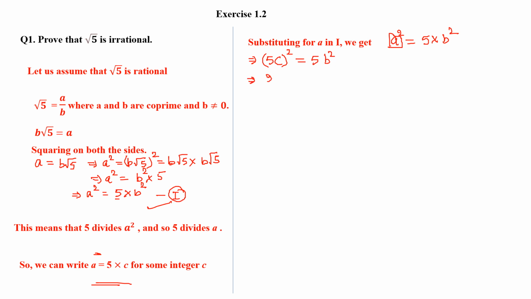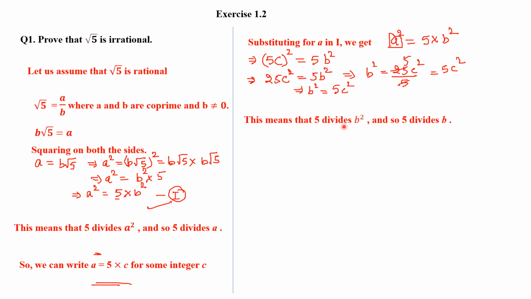Now 5 square is 25. 25c square equal to 5b square. So from here, if you want the value of b square, you have to transpose 5 to the other side. So it will become 25c square by 5. And 5 times 5 is 25, so here you will get 5c square. So the value of b square is 5c square. And again you can see from here that b square is a multiple of 5, isn't it? So again I can say that 5 will divide b square because it is a multiple. So if 5 divides b square and 5 is a prime number, it means 5 will divide b also.